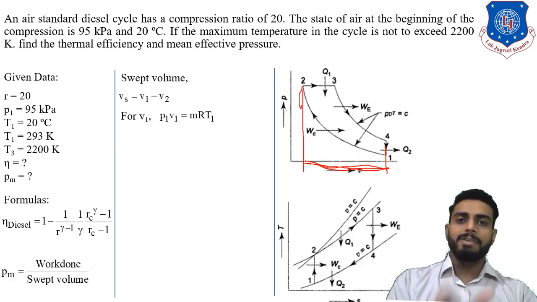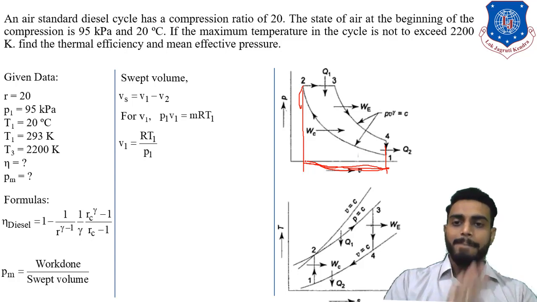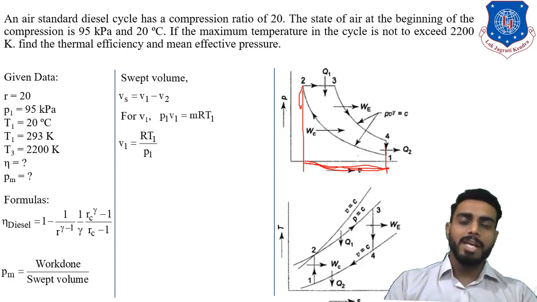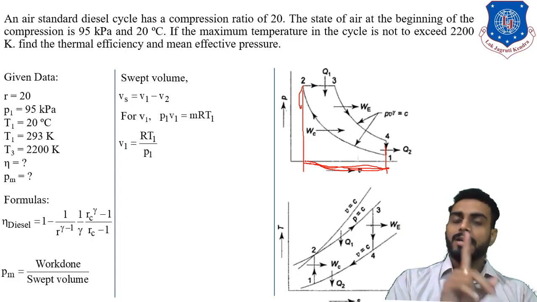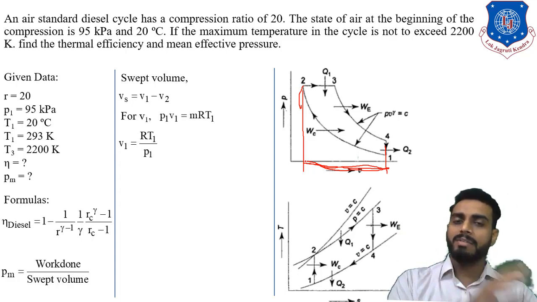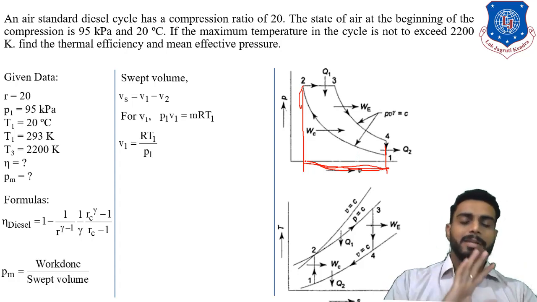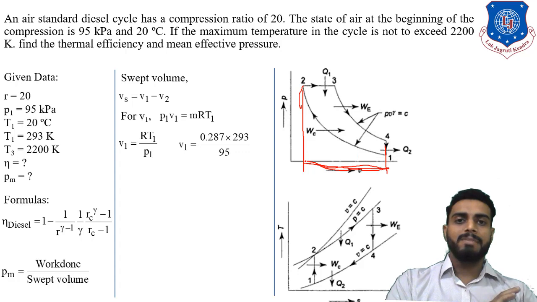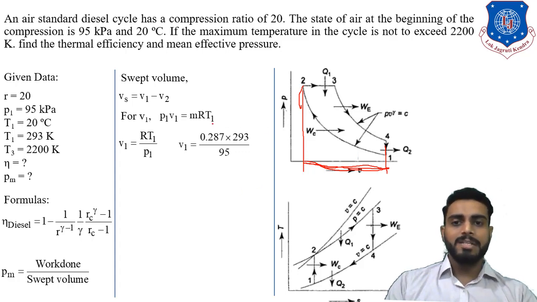Now if you make V1 the subject, V1 is equal to RT1 divided by P1. We have the value of R. What is the value of R? If it is not given in the examination, you must remember it. For air, it is 0.287 kilojoule per kg Kelvin, right? And temperature T1 is given, that is 293 Kelvin, and P1 is given, that is 95 kilopascal. Here you can appreciate that R is taken in kilojoule per kg Kelvin and P1 is taken in kilopascal, so kilo and kilo get cancelled out. That is why we have not converted from kilo to normal unit. So that is how you can find out V1. V1 is equal to 0.885 meter cube per kg, right? V1 is done. Now let us find out V2.